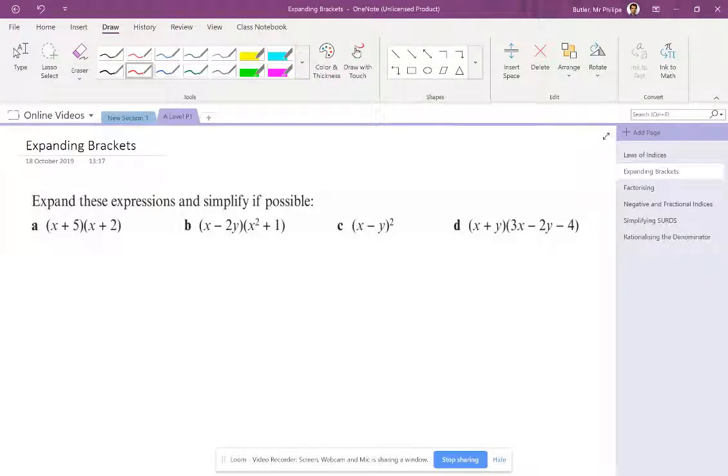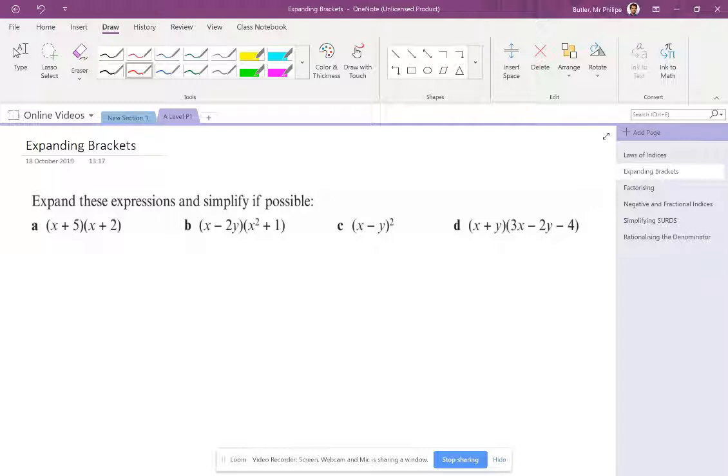Brackets. This is the second section of chapter 1 of the Pearson Edexcel textbook. It's expanding brackets. You've been doing this for years if you're an A-level student. If you're a GCSE student listening to this video, this might be newer. I am going to go at the pace for the A-level students because this is an A-level specific video, but you may be able to follow.